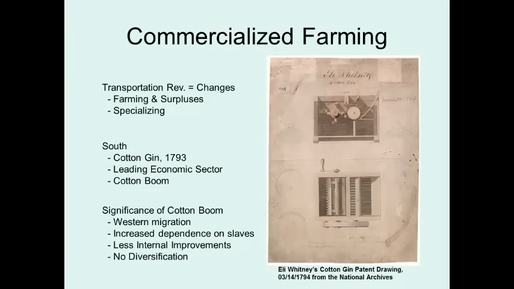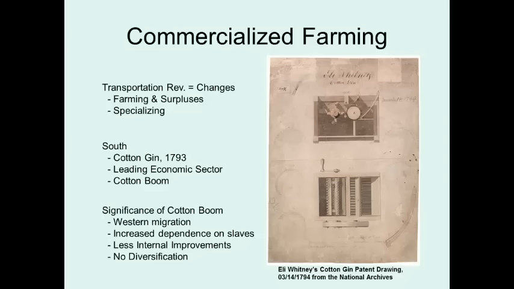The next reason for the market revolution was a transition to commercialized farming. The transportation revolution really changed how and what people farmed. Prior to the transportation revolution, most people lived in rural areas, and so they only produced enough for their own consumption, with maybe a little bit extra to barter with neighbors.